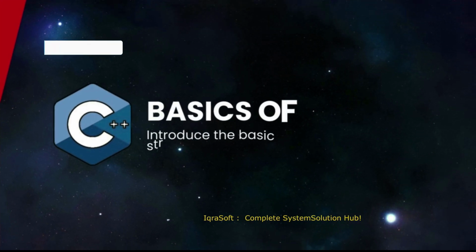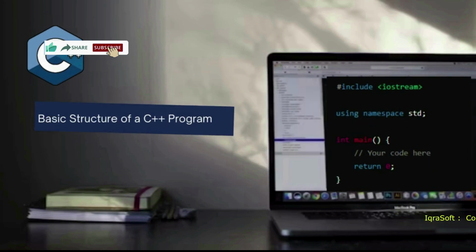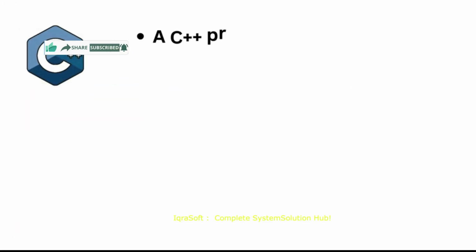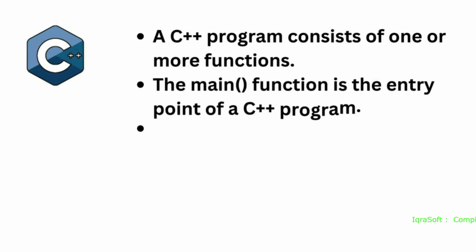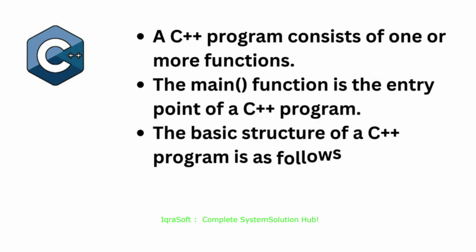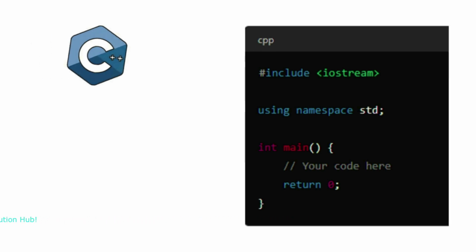Basics of C++. Introduce the basic structure of a C++ program. A C++ program consists of one or more functions. The main function is the entry point of a C++ program. The basic structure of a C++ program is as follows: #include <iostream>, using namespace std, int main, your code here, return 0.